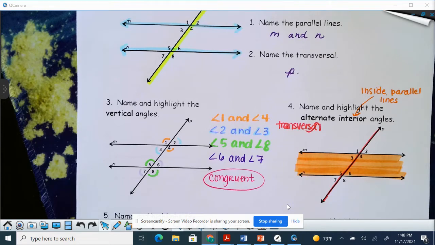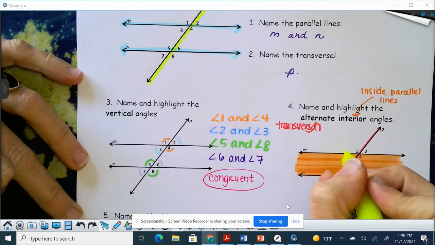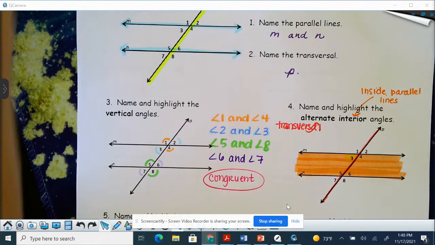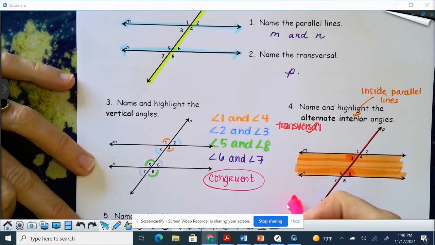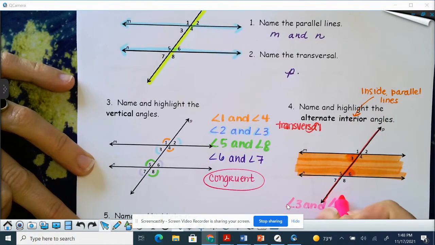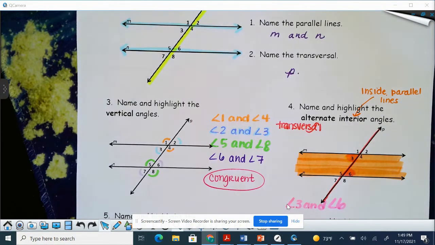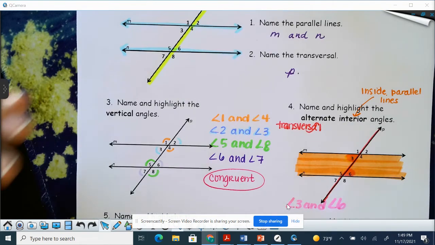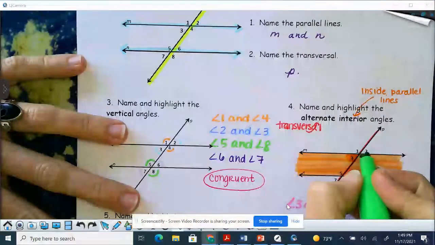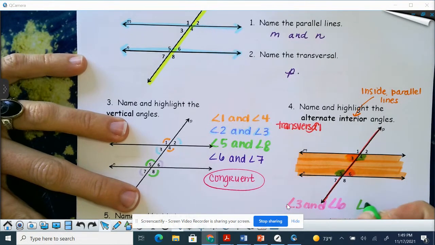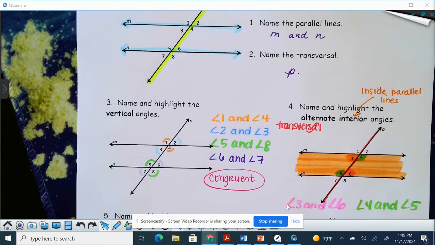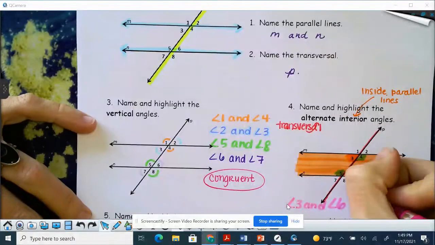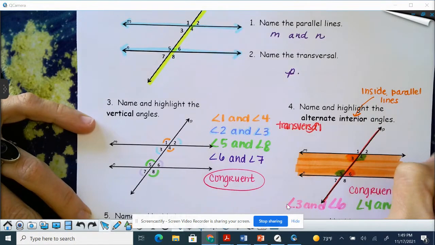So if we're naming our alternate interior angles, we're going to highlight those. The yellow doesn't show up, so we're going to try a different color. So 3 and 6. And again, the inside part helps a little bit because you know it's either 3, 4, 5, and 6, and then how they pair up. And then 4 and 5. Angle 4 and angle 5. And those are congruent again. So alternate interior angles are also congruent, which means they're going to be equal to each other.